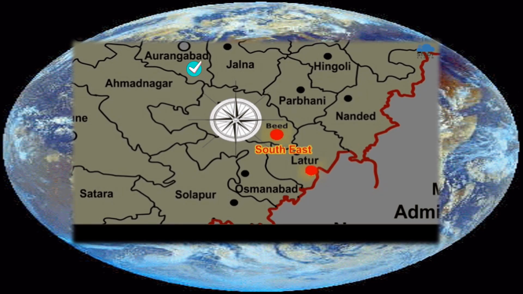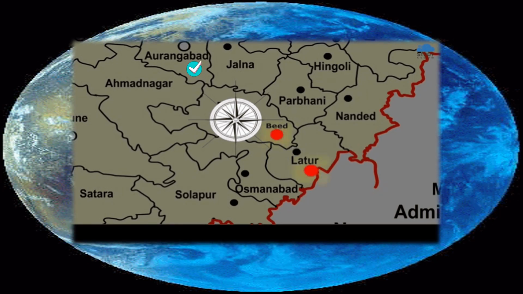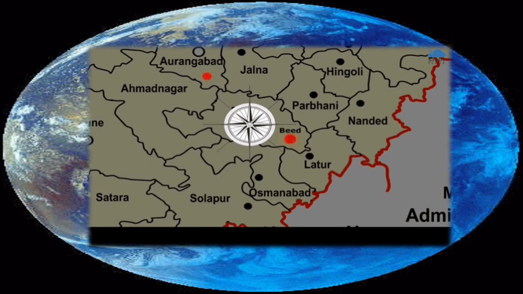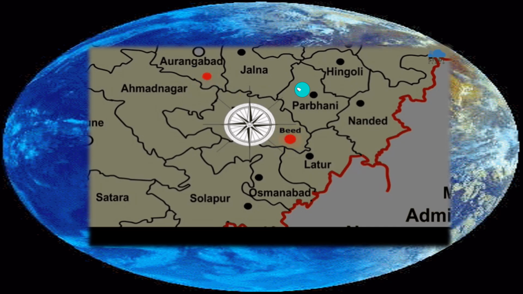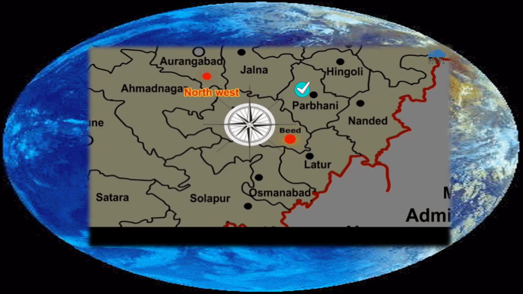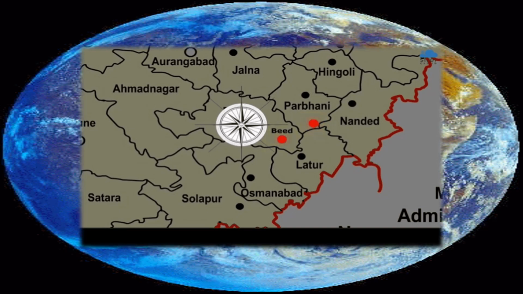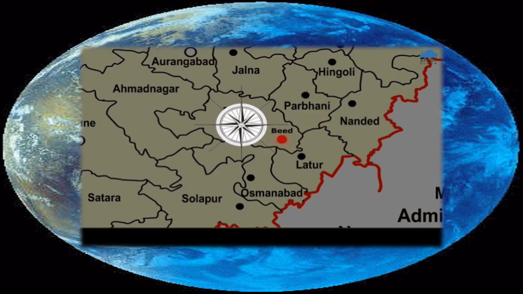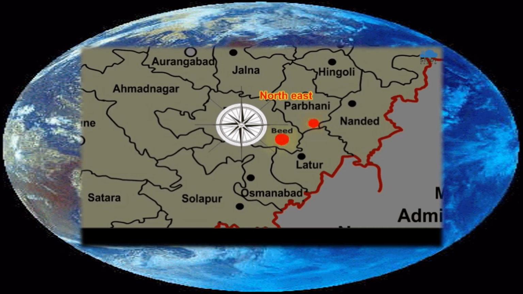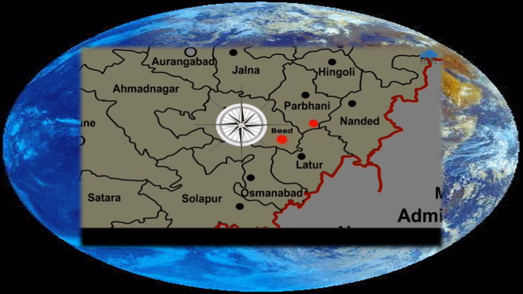Where will Aurangabad be? Aurangabad will be between north and west. That is northwest. Where will Parbhani be? Parbhani will be between north and east. So it will be in the northeast. Okay, children. Now let's move on.